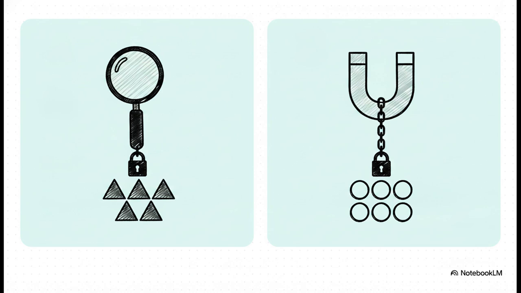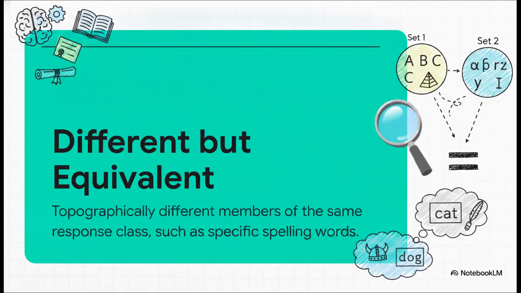This side-by-side comparison, where a distinct teaching strategy is permanently married to a specific instructional set, is the absolute foundation of the adapted alternating treatments design. It's highly targeted. You aren't mixing up the methods on the same words. You're keeping the lanes completely separate to see which vehicle drives faster. And that perfectly illustrates our next vital requirement. The sets have to be different but equivalent. Basically, they need to be topographically different members of the same response class, like spelling words or history facts.